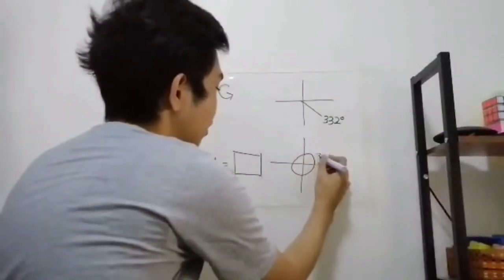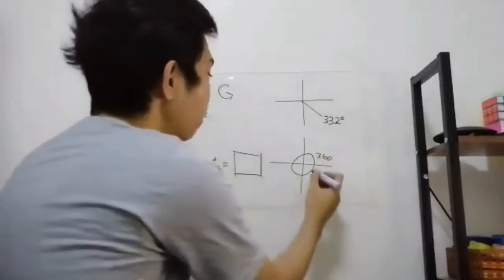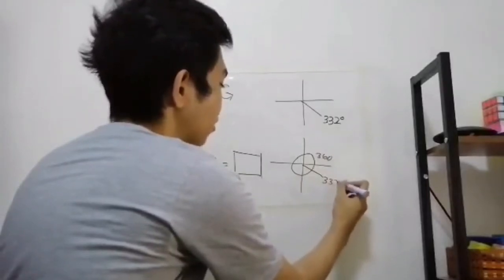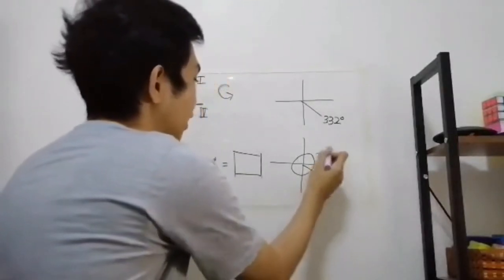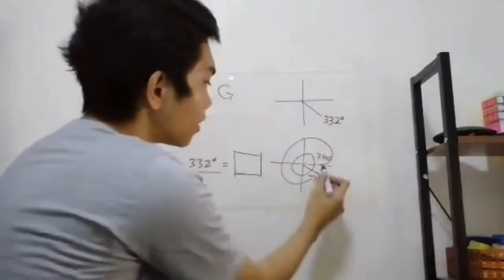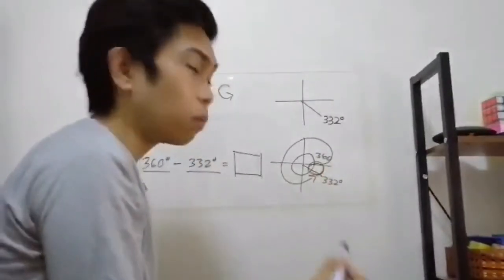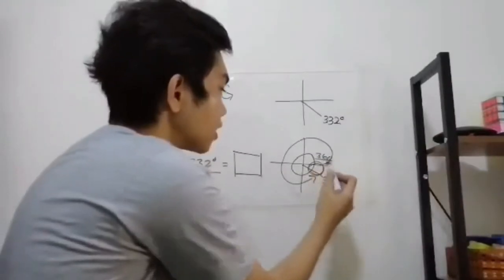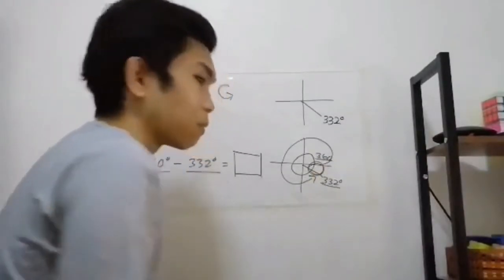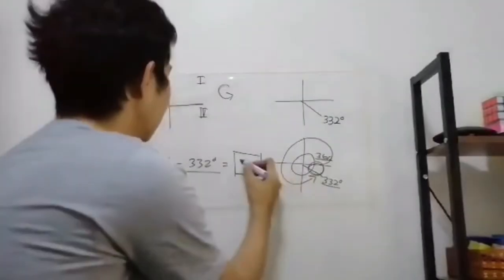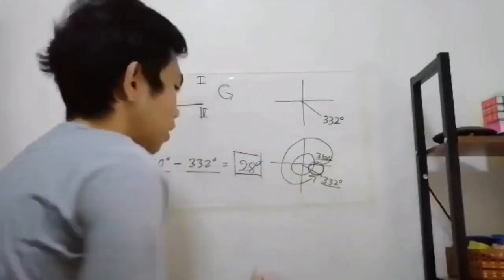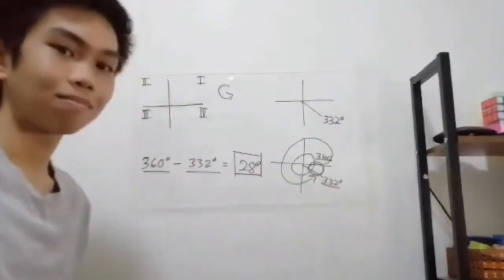360 degrees is a full circle. Now our given angle is 332 degrees. It is like this. To find this part, the reference angle, we must find the difference between 360 degrees and 332 degrees. The result is 28 degrees. And that is our reference angle. To conclude, if the given angle is placed on the fourth quadrant, we use 360 degrees to subtract the given angle to find the reference angle.